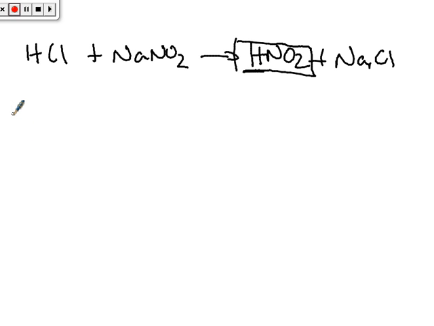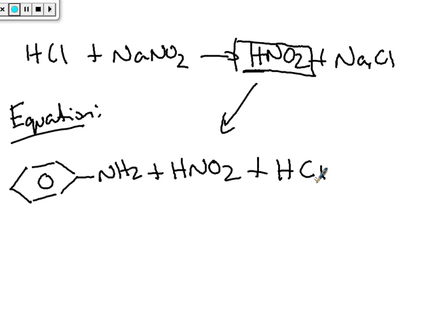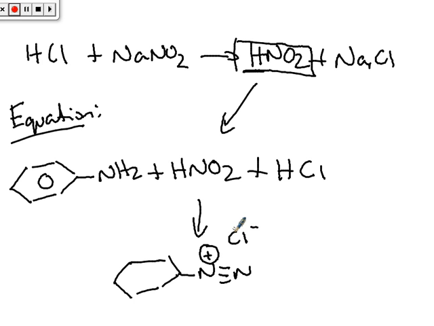Right, so the equation for making your diazonium ion, you don't need to know the arrow push, you don't need to know the curly arrows, you just need to know the overall reaction. So you've got your phenylamine plus your nitrous acid, which you made in situ, plus HCl, and that gives you your benzene diazonium chloride plus water.